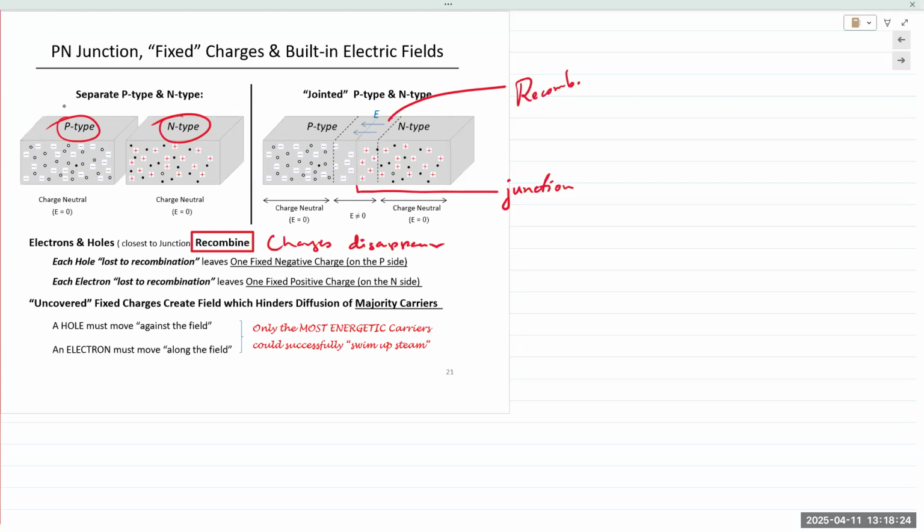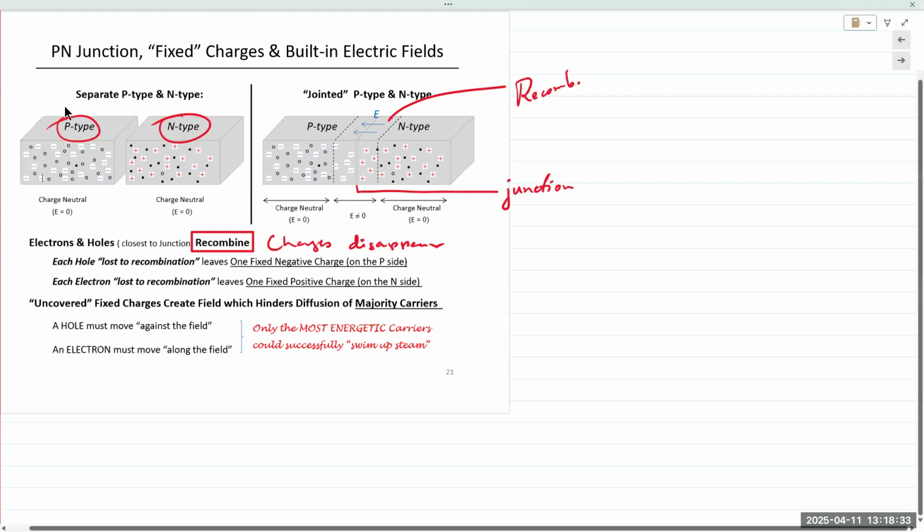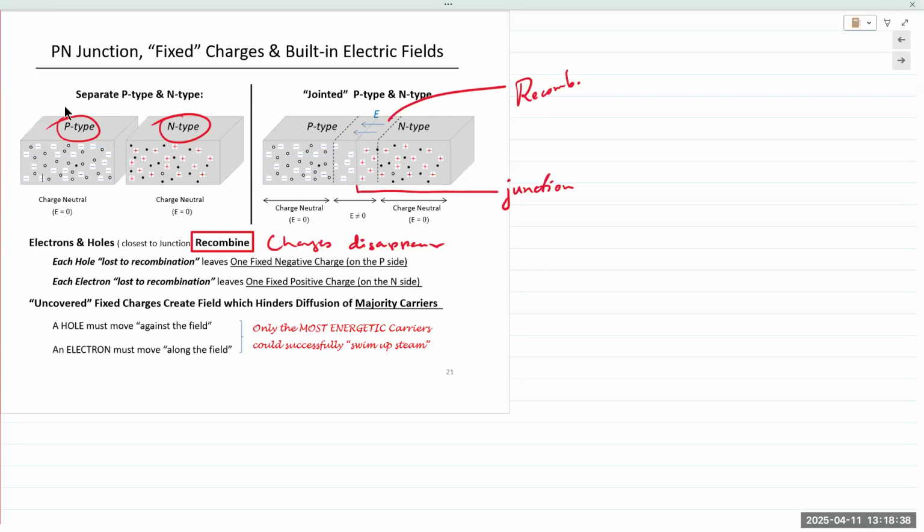We have these squares that represent the ionized atoms, donor atoms in the N-type and acceptor atoms or acceptor ions on the P side. So they are ionized, they have charge. Now they lost their electron, they lost their hole, but they are left behind with one extra charge. So donor atoms will now have one fixed positive charge, and acceptor atoms or acceptor ions will have one fixed negative charge.